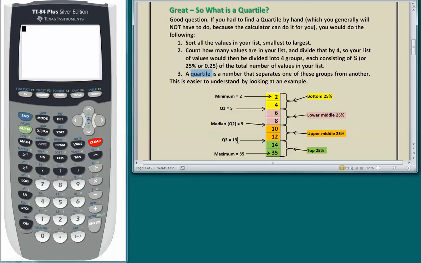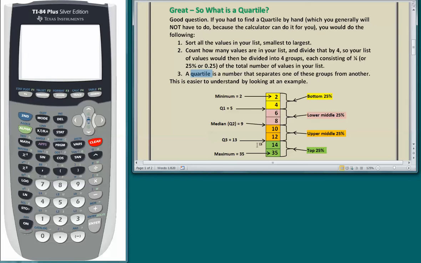The third quartile, down here, 13, separates this group from this group. It's the midpoint between 12 and 14, so it's 13. And again, the maximum is 35, and the minimum is 2. This is your 5-number summary: the minimum, Q1, the median, Q3, and the maximum, 35.